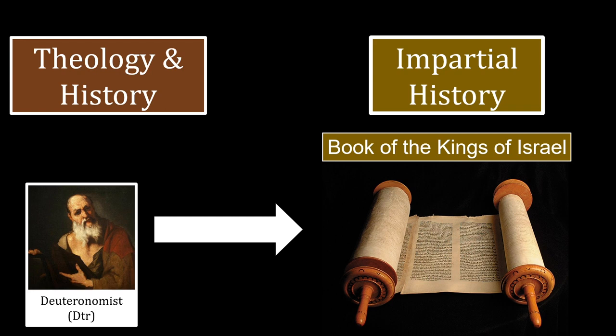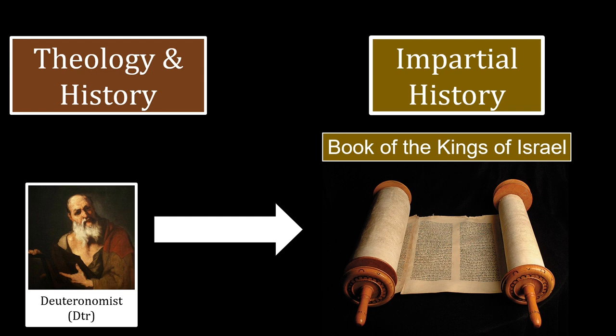He's not doing impartial history here, where the book of the kings of Israel is most likely just an impartial history. Now, that's a bit of speculation here. We don't have the book of the kings of Israel or Judah, so therefore we're assuming that it's just an impartial court record. But that's most likely what's happening.